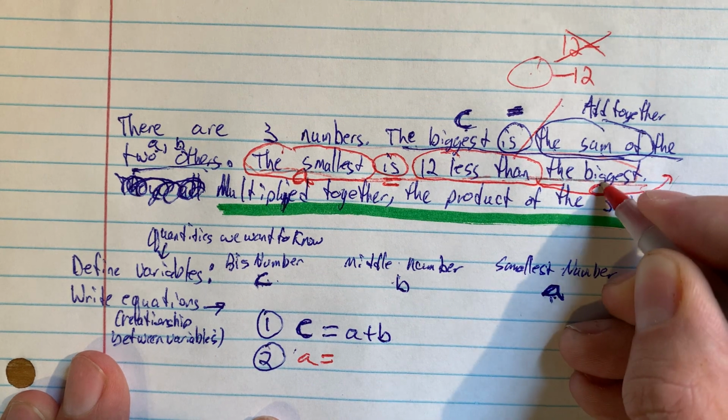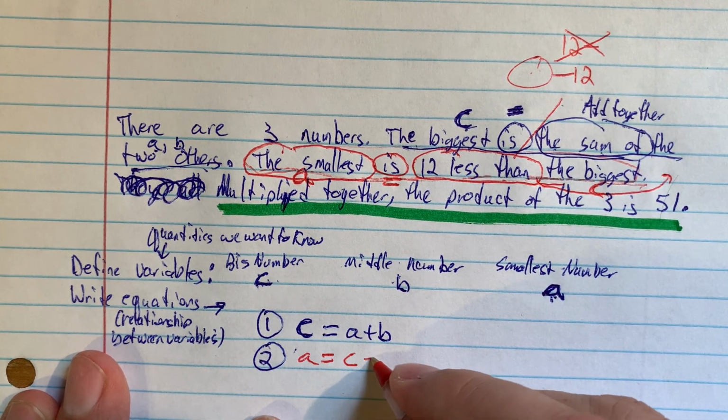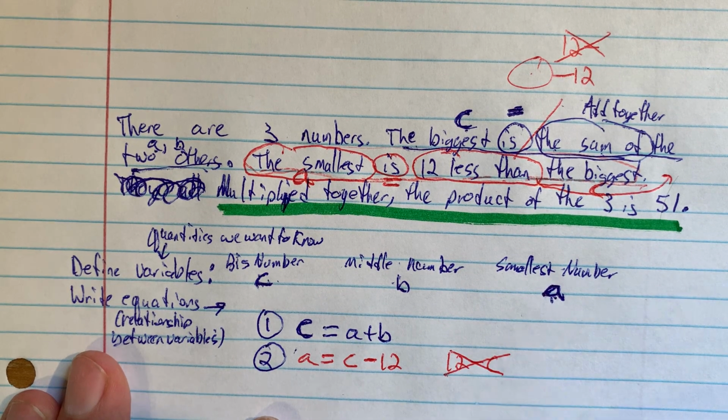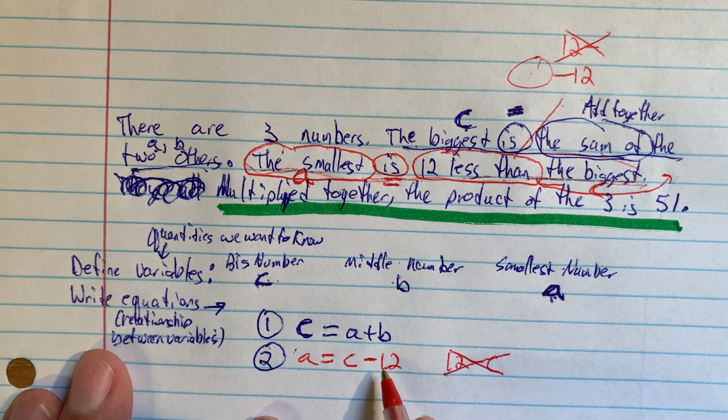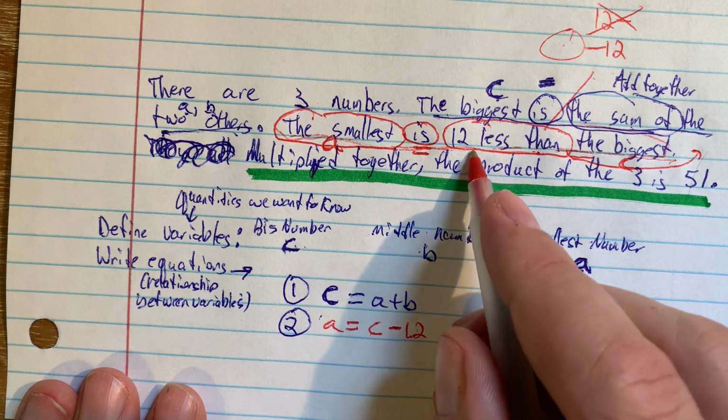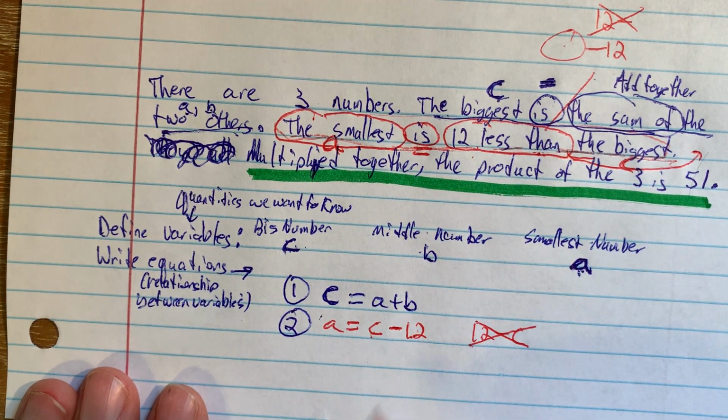The biggest was C. So it's C minus 12. Be careful. If you wrote 12 minus C, and you might have, that's not right. 12 less than something means we will take whatever the thing is and we will take away 12. Okay, so be a little bit careful. The English there is weird. 12 less than the biggest. So you do the biggest minus 12.